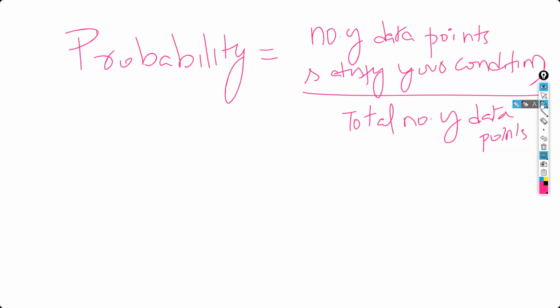Now, the probability will be calculated for discrete variables separately and for continuous variables separately. What does satisfying your condition mean, sir? In probability, first you have to write the condition: what is the probability of this condition? Condition or requirement, anything is okay. Okay, now let's take an example.